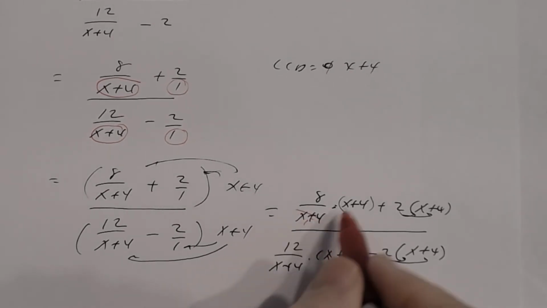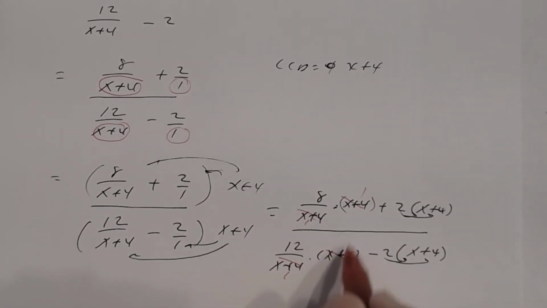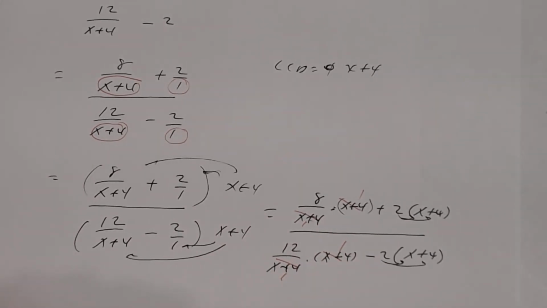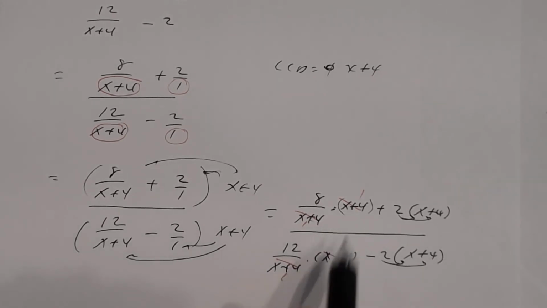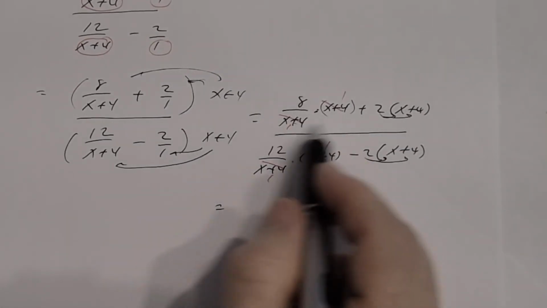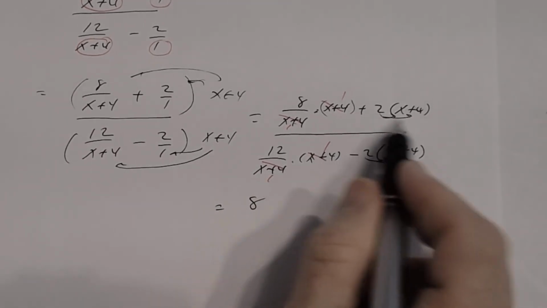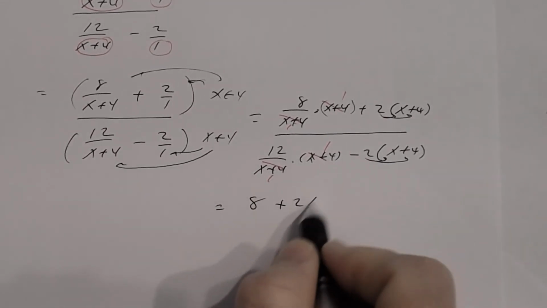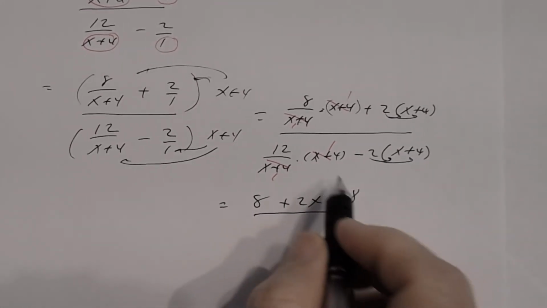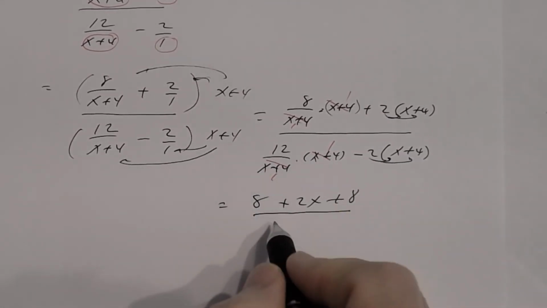So the x plus 4 is divided out. That was the whole point of multiplying by the LCD, to get these denominators to be a factor of 1. And so now I get 8 times 1 is 8. Okay, right here, this product's 8. Plus, and then if I distribute, that's going to be 2 times x, plus 2x, and then 2 times 4 is 8. Divided by the denominator, that's 12 times 1 is 12.